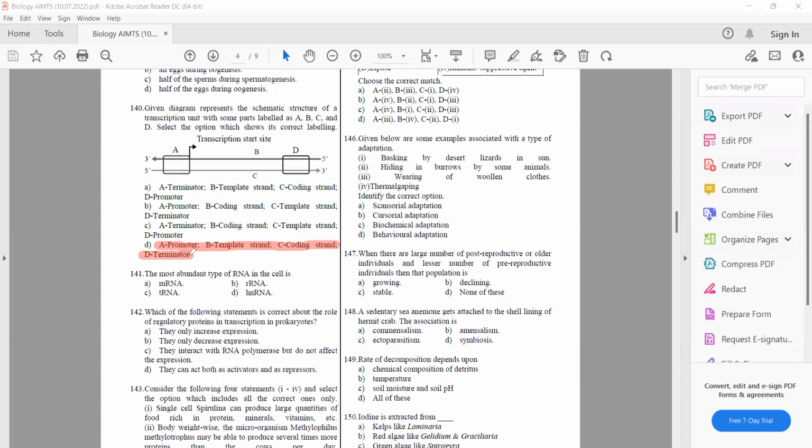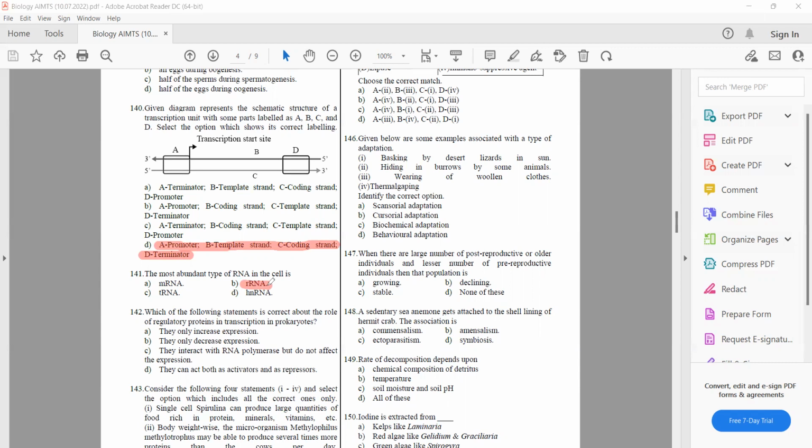Then the most abundant type of RNA in the cell is, so the most abundant type is ribosomal RNA. You can see this is meant for catalyzing the protein synthesis, right? Nearly 80 to 85% of this RNA will be there. In total RNA, you can see 80 to 85% will be this rRNA.